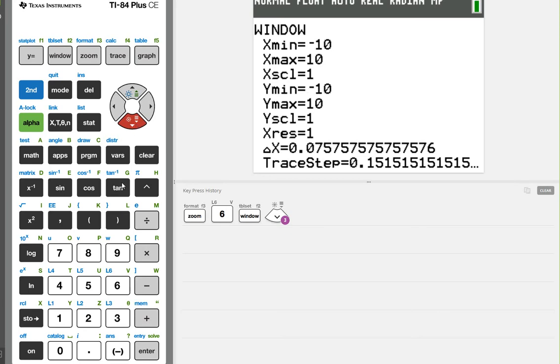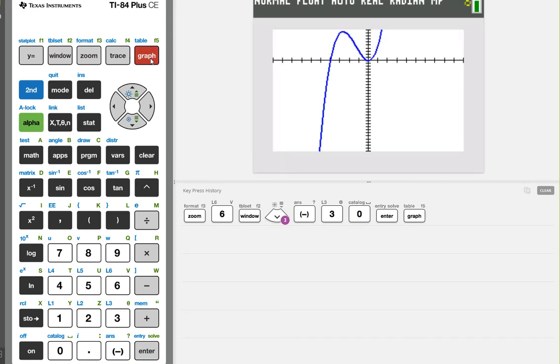Now, I'm going to start with a little guess. It'd be negative 30 for Y min, because that's going to graph this lower. I'm also going to do one other thing here. Well, I'll do it after I hit the graph key. Take a look at the Y-axis. Based on what I said earlier, what would you think my complaint would be?